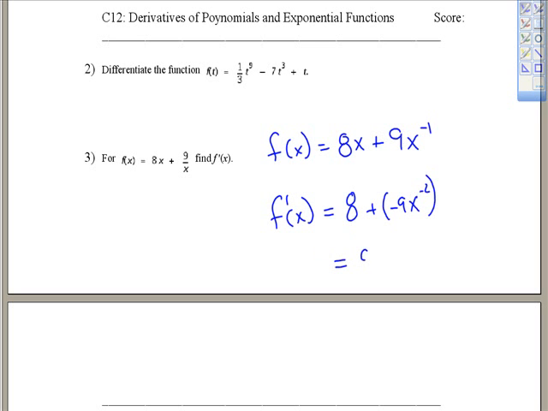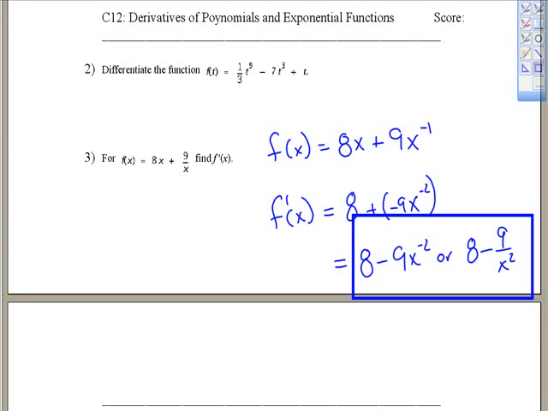So I could write this as 8 minus 9x to the negative 2, or if I chose to, I could write it as 8 minus 9 over x squared. Either form will do. Any questions?